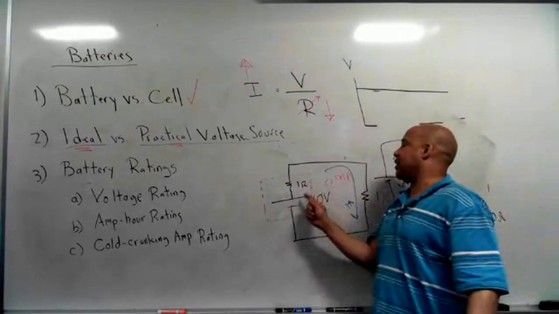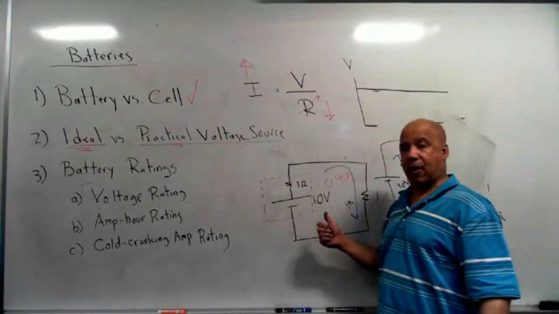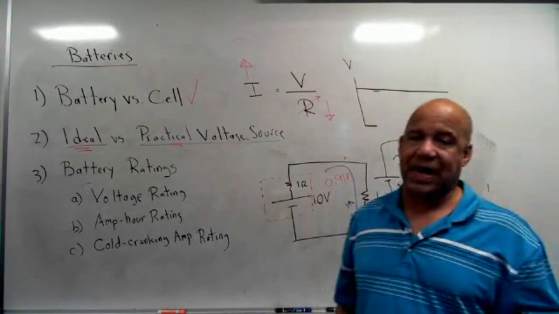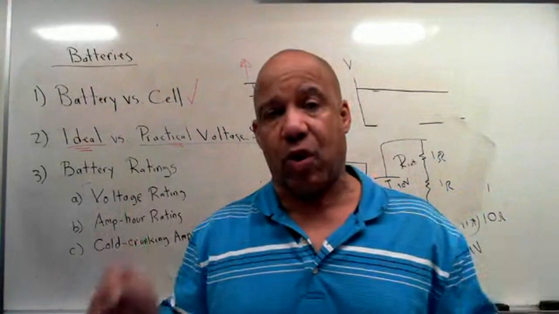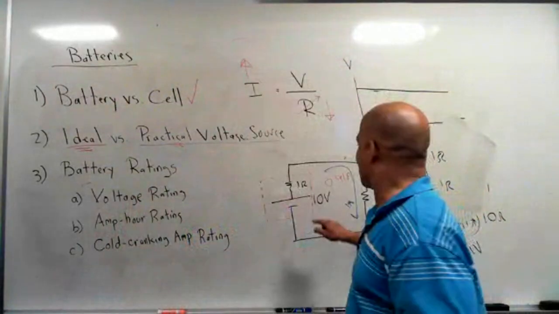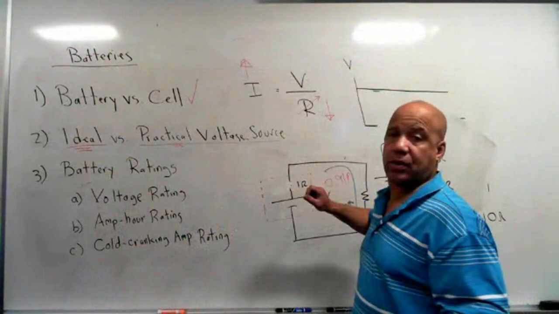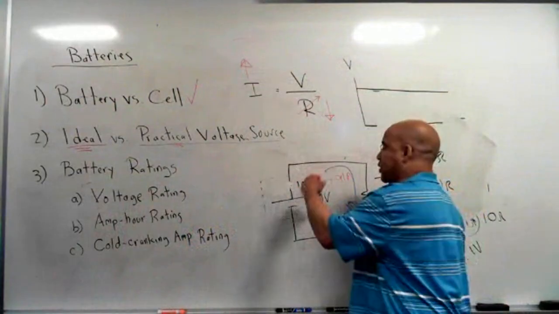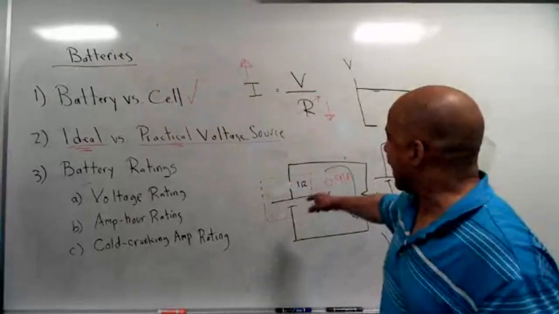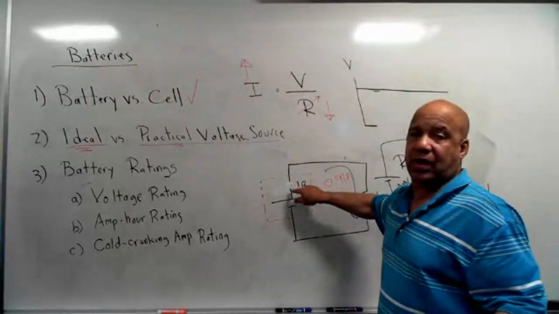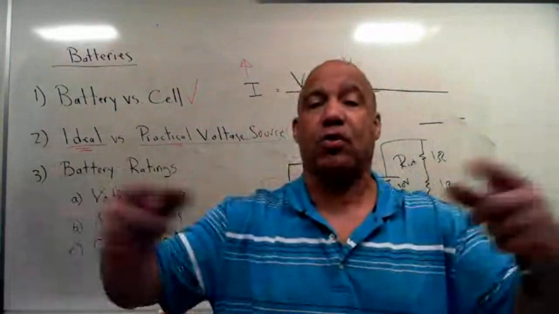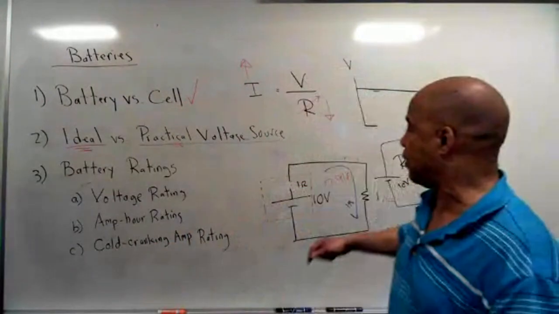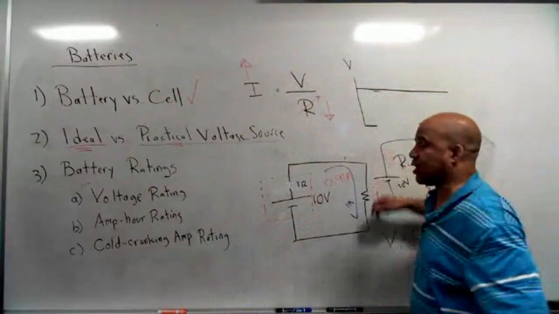So this is really affected by a heavy current draw. The bottom line is this: as long as your current draw is small, you can assume you have an ideal voltage source. But when you start having large current draws from a battery, you have to take the internal resistance into account, the resistance inside the battery, because you're going to lose voltage across that internal resistance, which means your voltage at the output of the battery is going to be reduced.